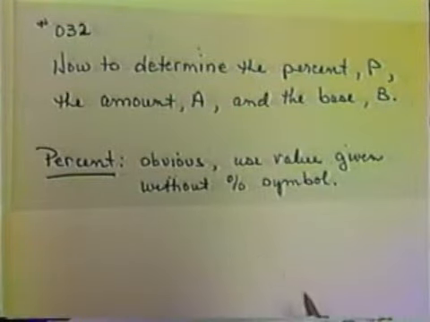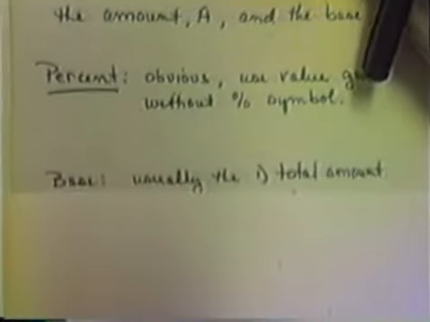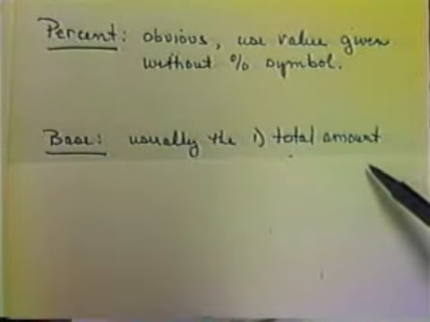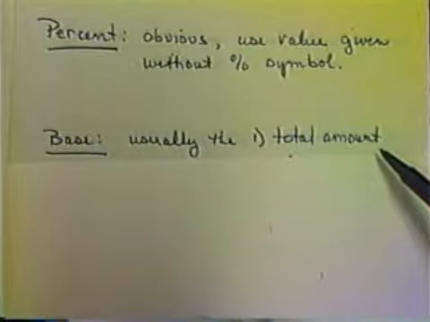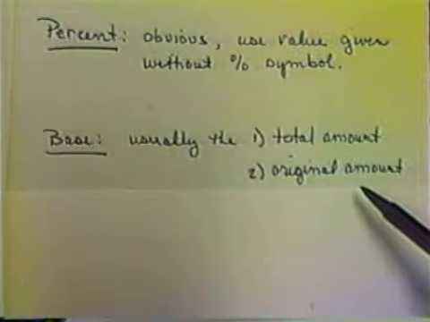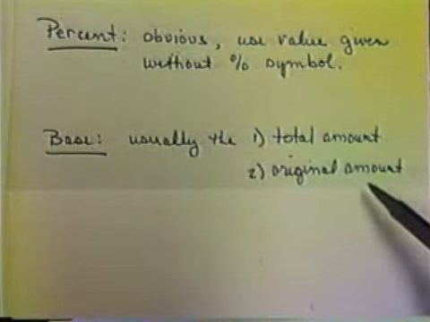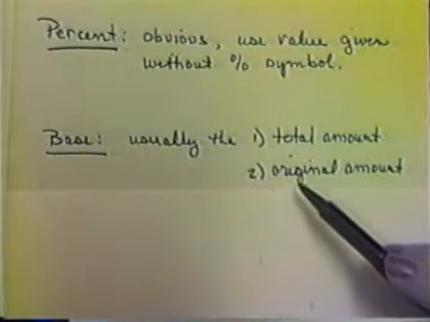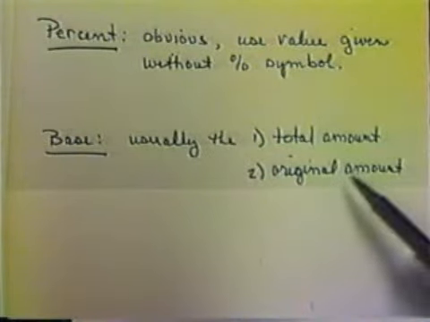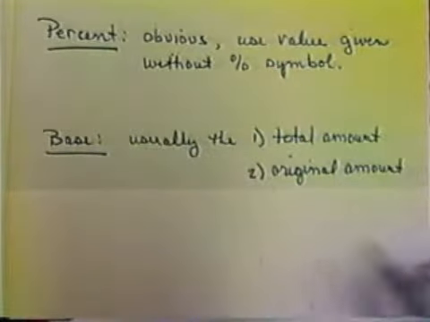Okay, the percent should be an obvious answer. The second thing we're going to look at is the base. And the base usually is our total amount in the problem, the total amount that we're given, or it may be the original amount. If we're talking about the original cost of a car, and then the markup price or the depreciation on the car would be something else. What it starts at, the original amount, is usually our base.